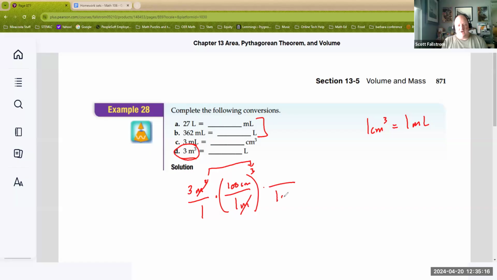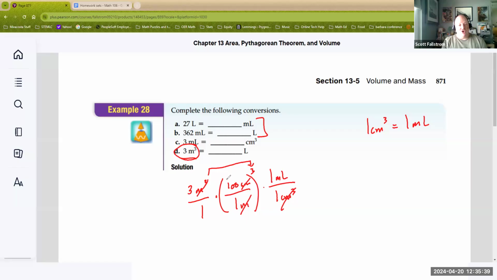I put 1 centimeter cubed on the bottom because I want to get rid of it, and 1 milliliter on the top. Cubic centimeters are now gone. And then let's see here, milliliters to liters. You can either put in the conversion or you can just move the decimal at the end. That's completely up to you.